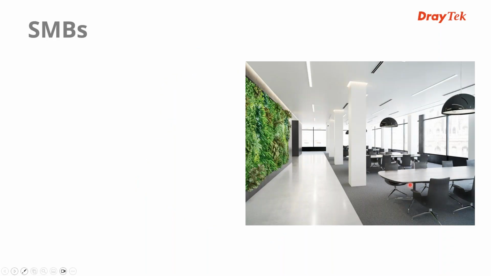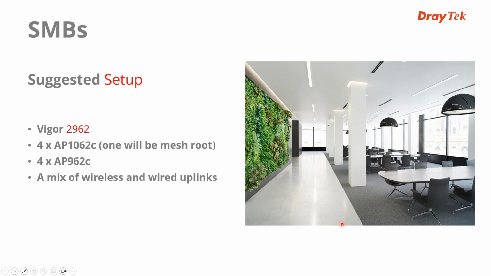So SMBs, small to medium-sized businesses. You can imagine an office space, a multiple floor environment. You could have laptops and mobile devices moving around, so they want seamless connection through roaming. A suggested setup for that, maybe a Viger 2962. That's one of the enterprise models. It doesn't have Wi-Fi. So then you could have 4 AP 1062Cs.